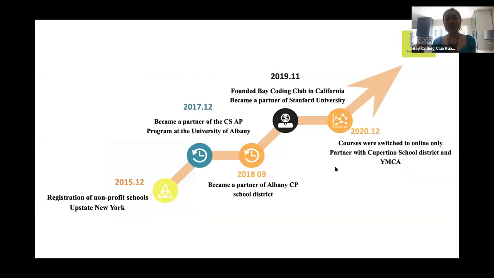This is the roadmap of our Bay Coding Club development. We were established in 2015 as a nonprofit in Upstate New York. After that, we kept going until we moved to California in 2019. We opened our online courses before the pandemic, and we have partnerships with a lot of local communities and school districts.